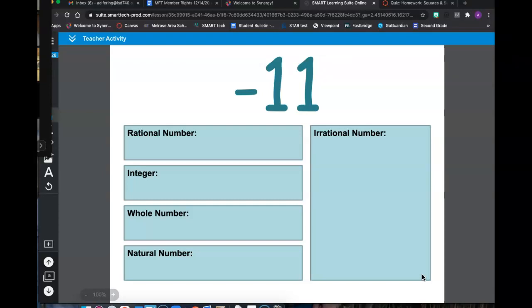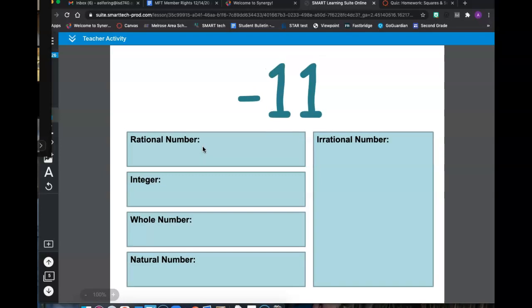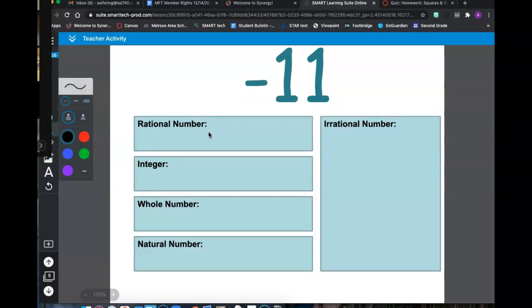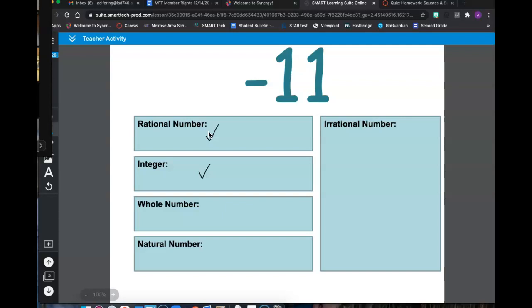Okay, and I'll give you a hint that this only goes in 2 categories. It only goes in 2 sets. If you split your screen and look at the Zoom screen, you should have put this as a rational number and an integer. It is only a rational number and an integer. It's rational because I can write it as a fraction, negative 11 over 1. It's an integer because it's negative.